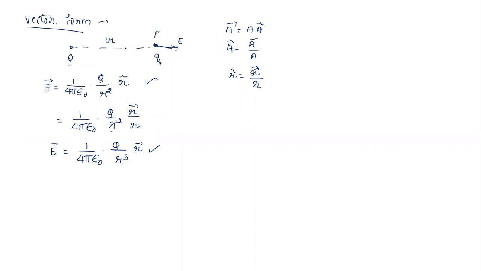Now sir, what if the charge is more than one? That is what we call electric field due to multiple charges. This is clear to all of you now. This is vector notation or vector form. This 1 by 4 pi epsilon q by r square is indicating magnitude, and r cap is indicating the direction vector.